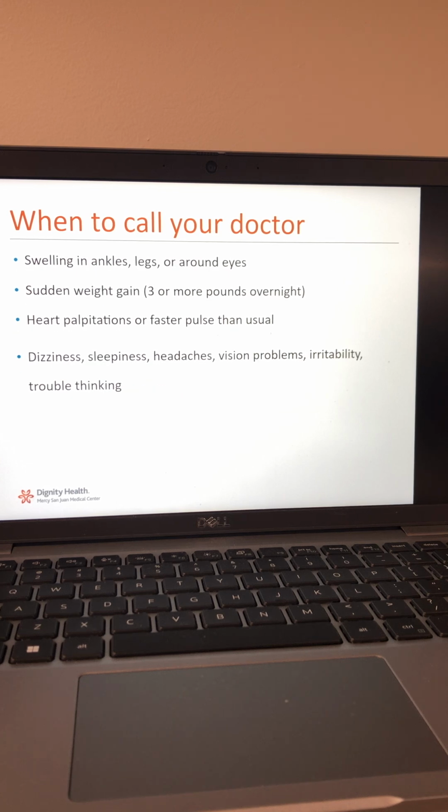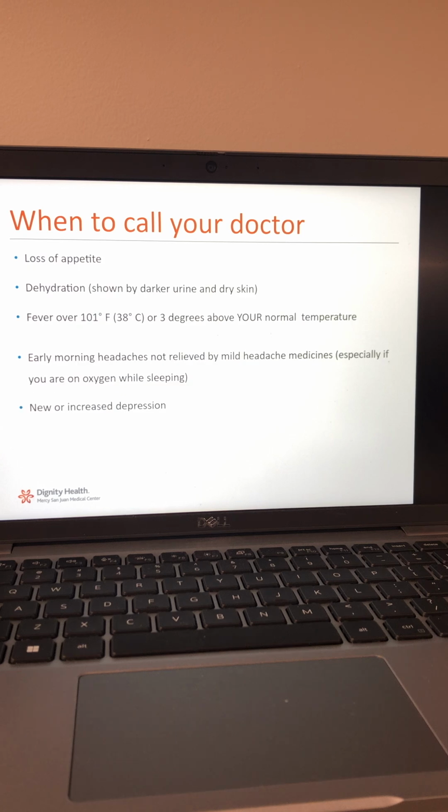Swelling in your ankles, legs, or around the eyes, that sudden weight gain. Heart palpitations or faster pulse than usual. Dizziness, sleepiness, headaches, vision problems, irritability, and trouble thinking. Loss of appetite. Dehydration. A fever over 101 or 3 degrees greater than your normal. Early morning headaches not relieved by mild headache medications, especially if you're on oxygen while sleeping. And then new or increased depression.